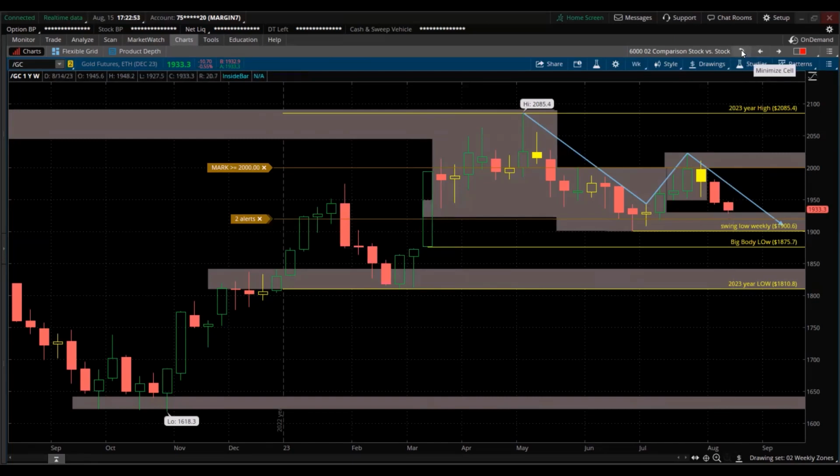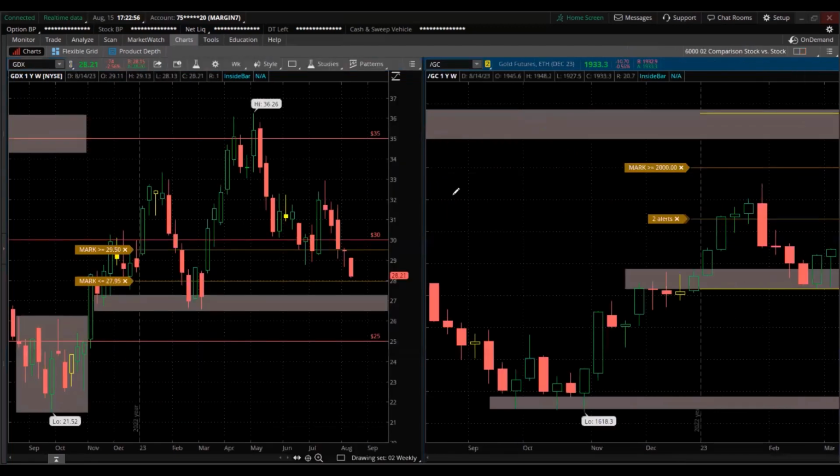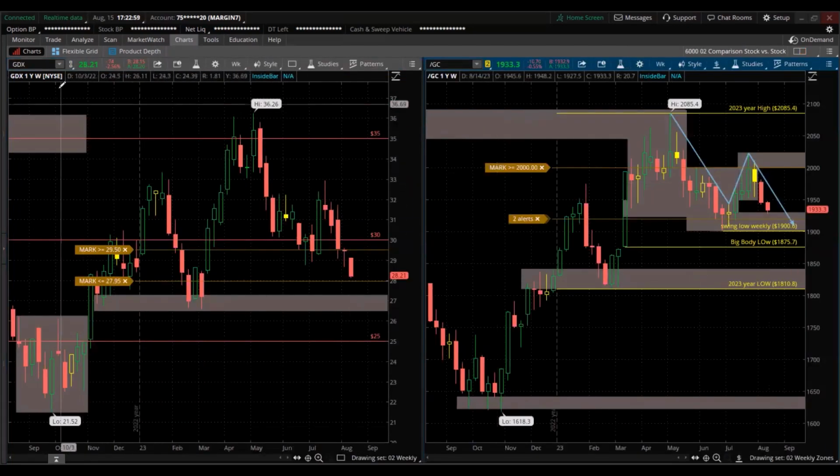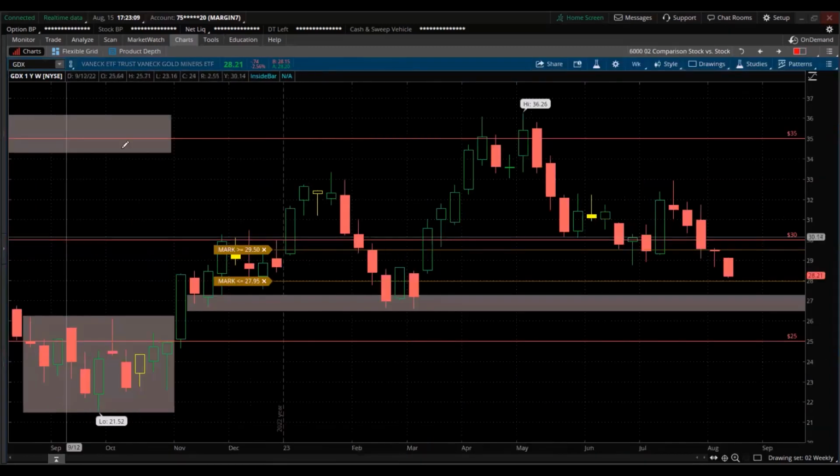Now, that was the gold futures, the physical gold, spot gold. Gold mining stocks. This is a stock index, stock ETF, GDX, Golf Delta X-Ray. It's a gold mining stock ETF. See that it says gold mining stock ETF?